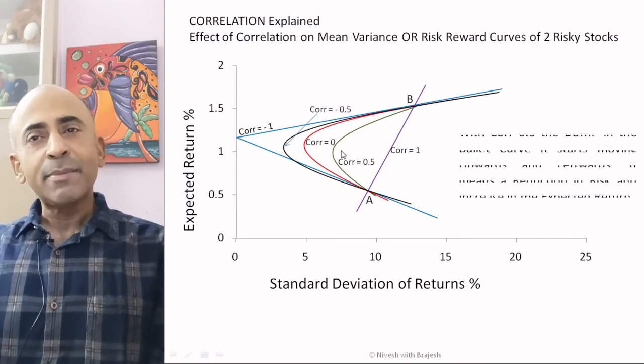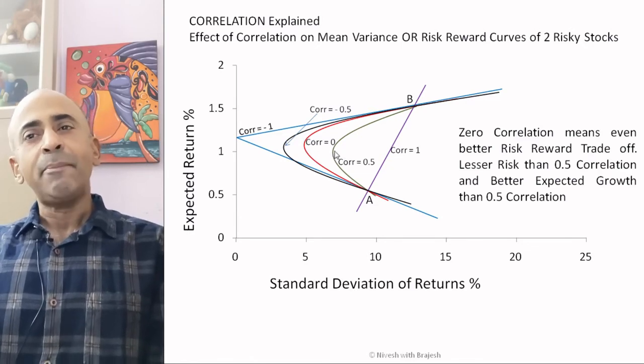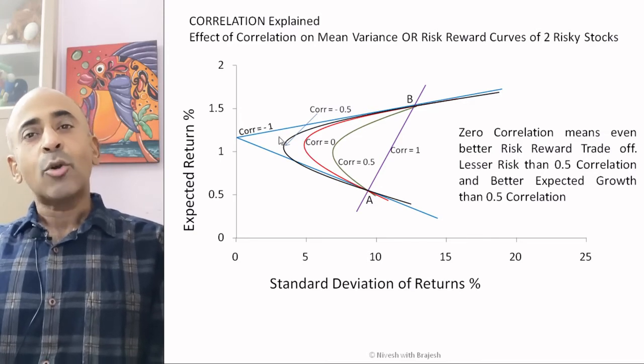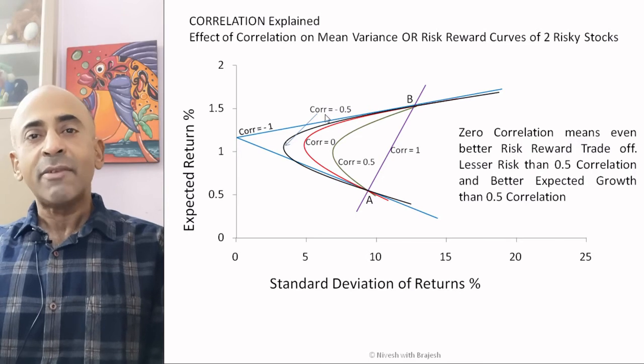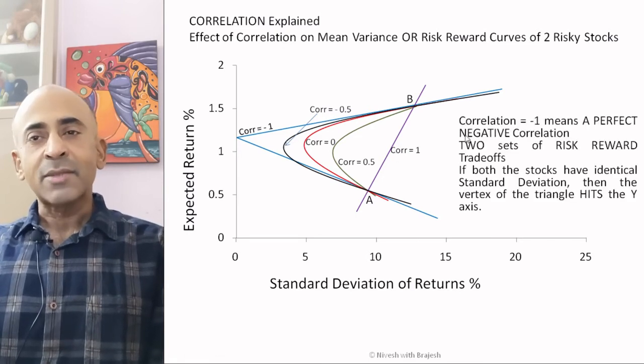So zero correlation means an even better risk reward trade-off. It means a lesser risk than 0.5 correlation and a better expected growth than 0.5 correlation. A correlation of negative 0.5 is even better in both terms. Now look at the correlation equals -1. That is a perfectly negative correlation.